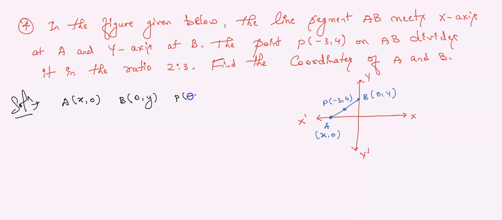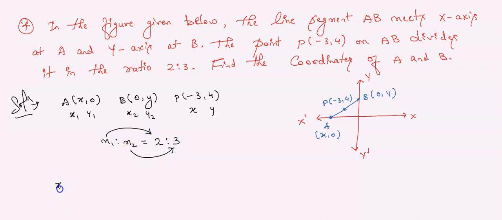Coordinates of P, minus 3 comma 4. So this is x1, y1, x2, y2, x comma y. And it is dividing in the ratio m1 is to m2, that is nothing but 2:3. The value of m1 is 2 and m2 is 3. Now we have the section formula. Now I am writing x is equal to m1 x2 plus m2 x1 by m1 plus m2. Do you remember? Yes or no?